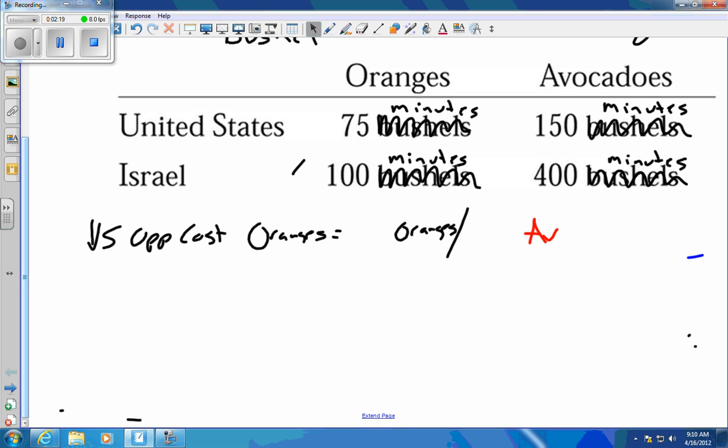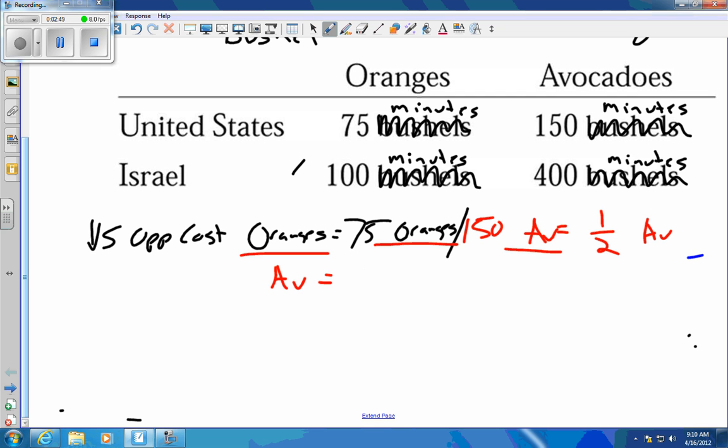So in this case, you just take what they have for oranges, that's 75 oranges and 150 avocados, and you do the simple math. And if you notice here, oranges and oranges are right next to each other. Avocados is out here. Therefore, this does not look like an Oreo anymore because the two things that are the same are right next to each other. Okay, so if you just do the simple math, the U.S.'s opportunity cost for oranges is 1/2 avocado, and therefore avocado, you just do the reciprocal, is going to be 2 oranges.